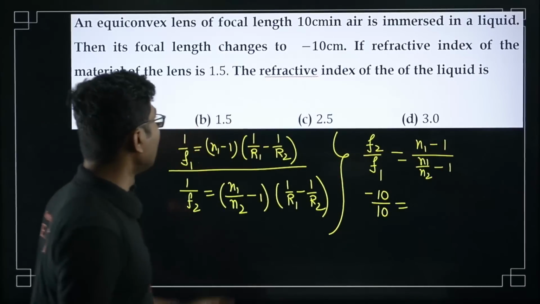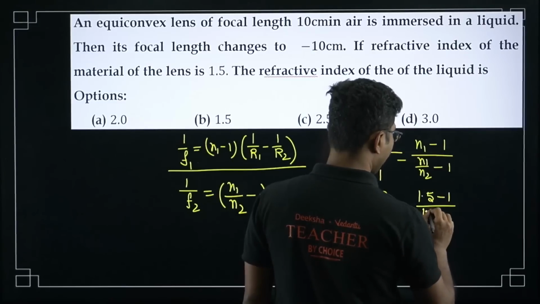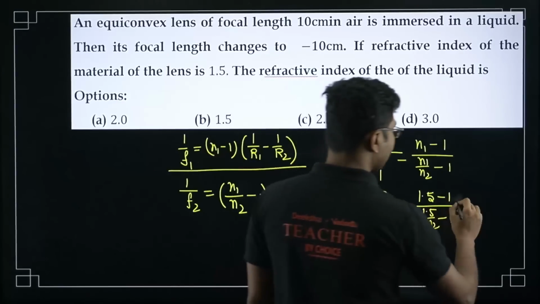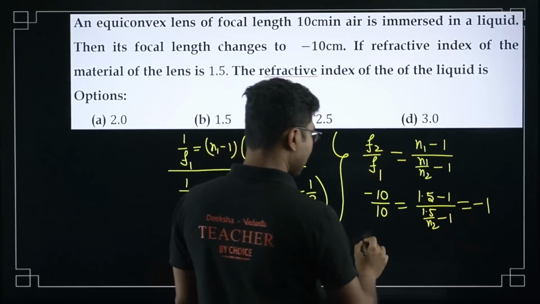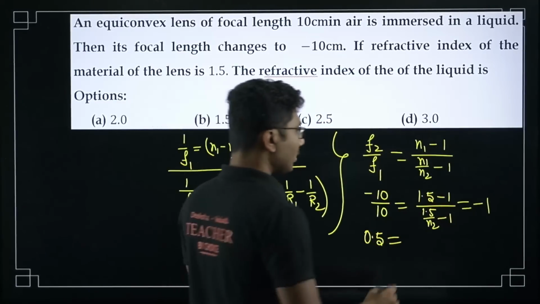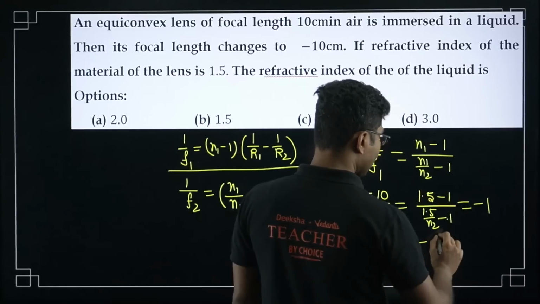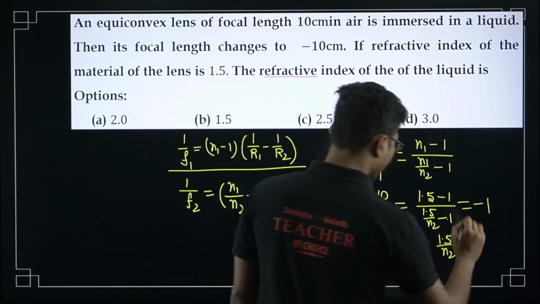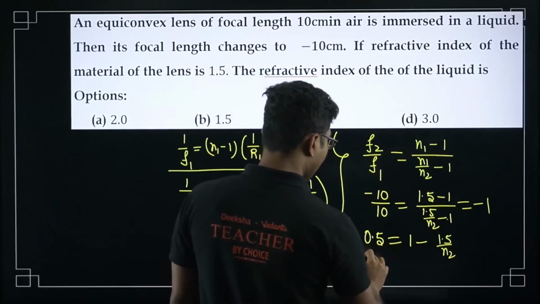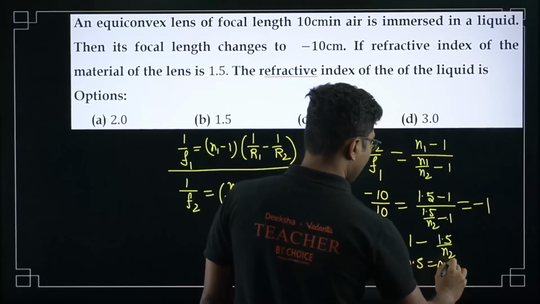Divided by 10. N1 value is given 1.5, divided by 1.5 by N2 minus 1. So minus 10 by 10 is equal to minus 1. So now do the cross multiplication, you get 0.5 equals to, 1.5 minus 1 is 0.5, equals to this minus 1 will be positive, 1 minus 1.5 by N2. Now you take this negative on this side and this will go to the other side, so you get 1.5 by N2 equals to 1 minus 0.5, that is 0.5.